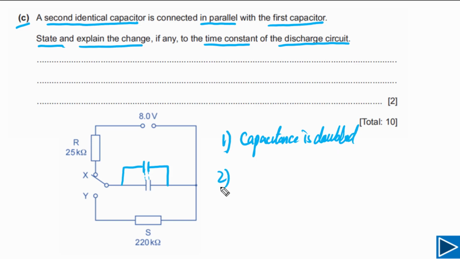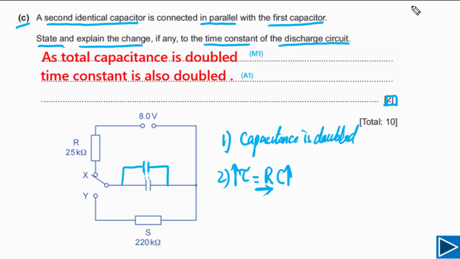Now the second thing we need to explain is the time constant, tau. Tau is equal to RC. If C is double, it means tau is also double because the resistance of the discharge circuit remains constant. So it means tau is also double. So that's all we need to write, two points, and this question has 2 marks. Let me show you the answer. This is how you can write down the answer.